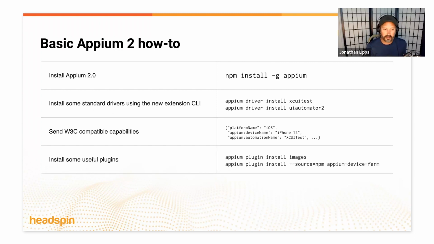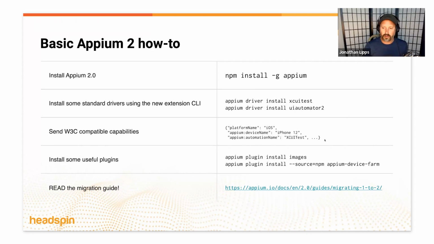If you want, it's totally optional, of course, but you can install some plugins. So I'm showing here how we might install the images plugin, which is the plugin which now hosts image element related commands. So finding screen regions by an image template. You can also install plugins from npm. For example, a plugin that some of our plugin maintainers have made on their own, which you can check out. I think I've got a link to it later.